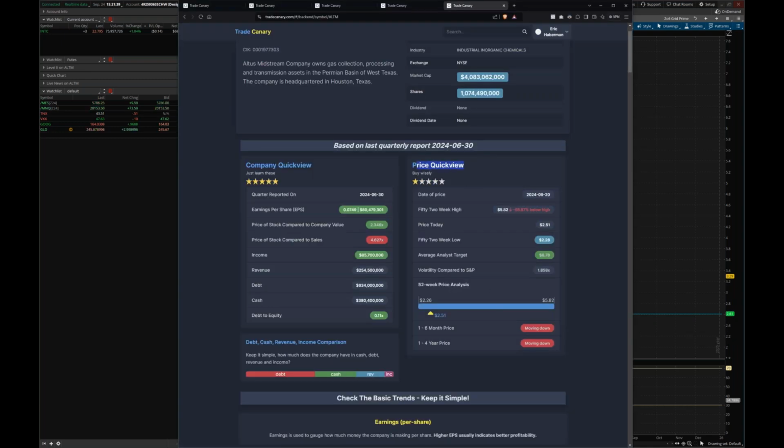And I'll tell you, quick view on where we are in the 52-week range. We're at the very low end. We're almost at the bottom. Average analyst target, $8. That's low. When lithium turns around, this is going to be a $20 stock. So you're looking at a 1,000% gain from current price.